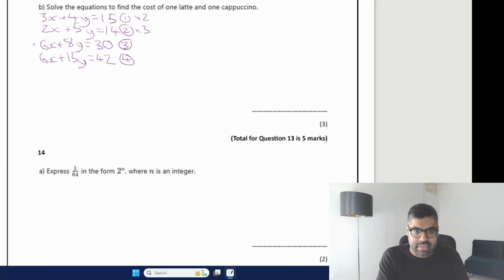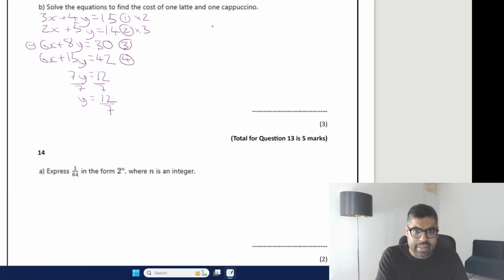We are going to subtract equation 3 from equation 4, because that's the better way around to do it, so we don't end up with negatives. 6x minus 6x cancels out. 15y minus 8y is 7y, and 42 minus 30 is 12. Then we divide both sides by 7. Means y equals 12 over 7. We can't give our final answer as 12 over 7 simply because we're going to need it in pounds and pence, but let's leave it as 12 over 7 for now.